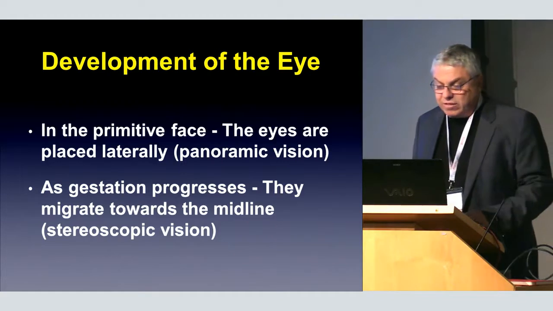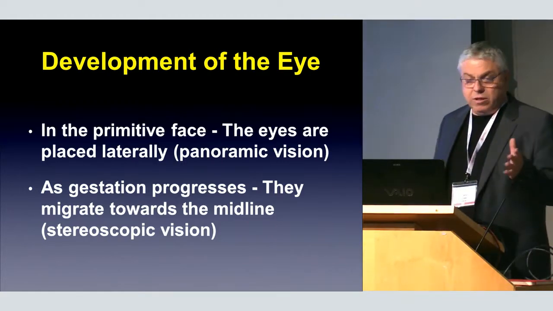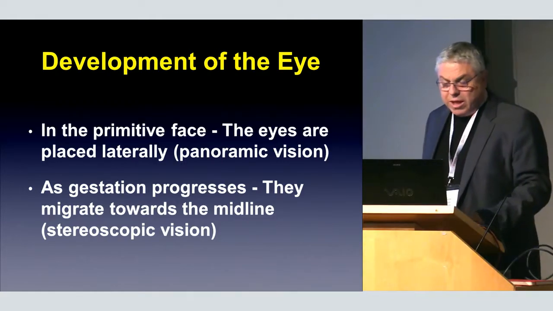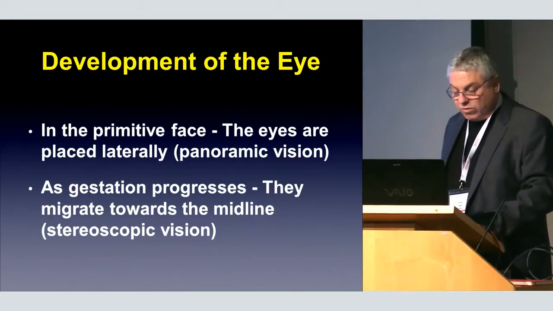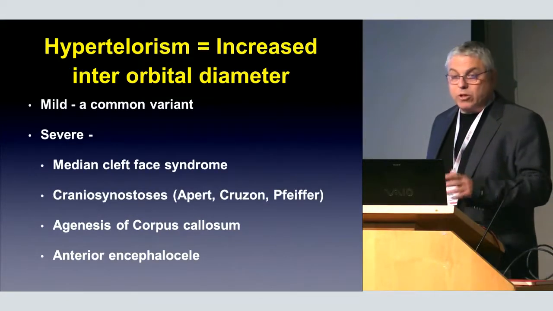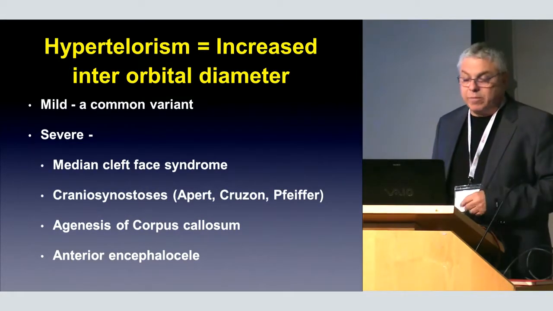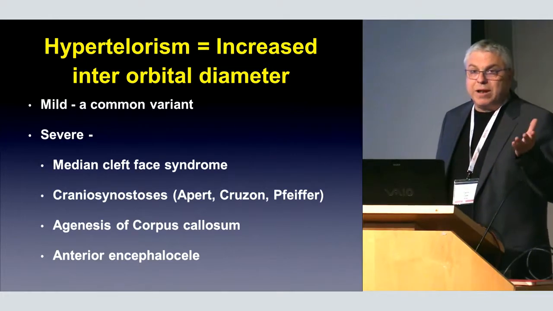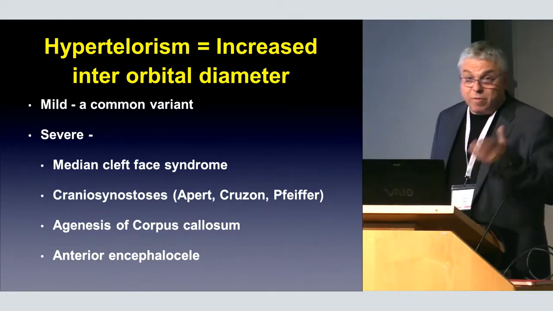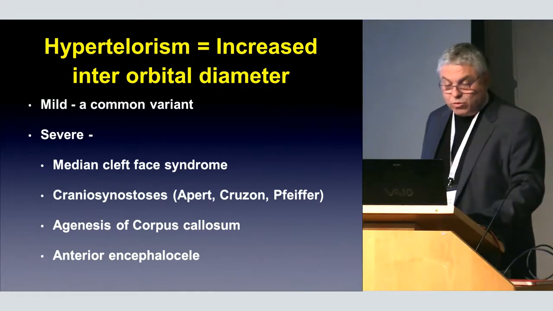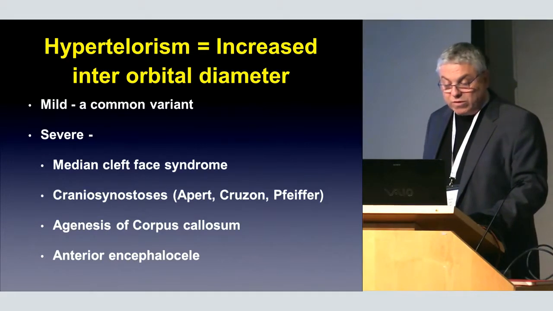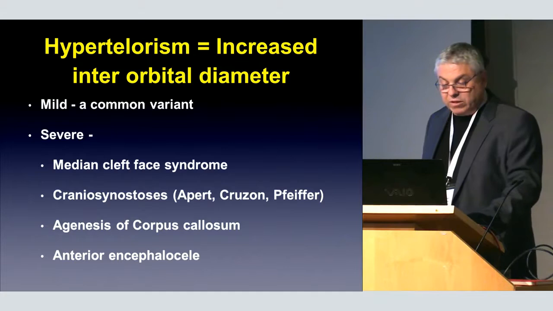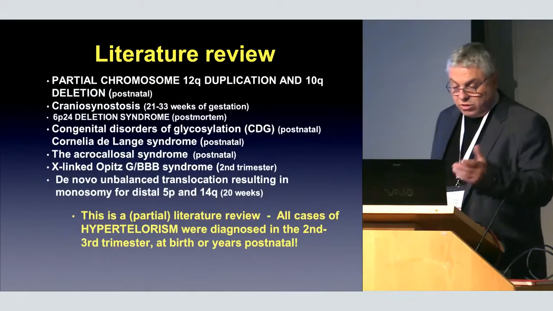In the primitive face, the eyes are placed laterally towards panoramic vision, and as gestation progresses, they migrate towards the midline for stereoscopic vision. Hypertelorism is an increased interorbital diameter. In mild cases, it is a common familial variant. Severe cases could be with median cleft face syndrome, craniosynostosis like Apert, Crouzon, Pfeiffer, agenesis of the corpus callosum, and anterior encephalocele. And I did a search toward this session.